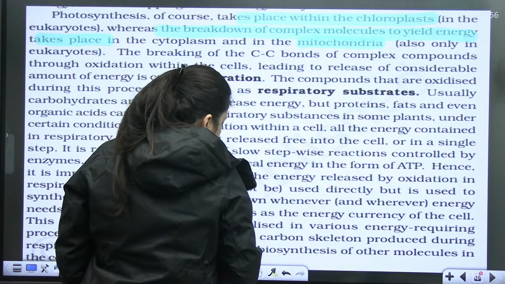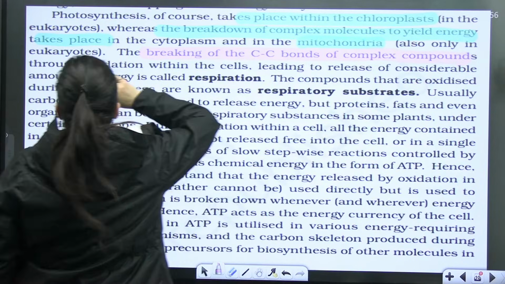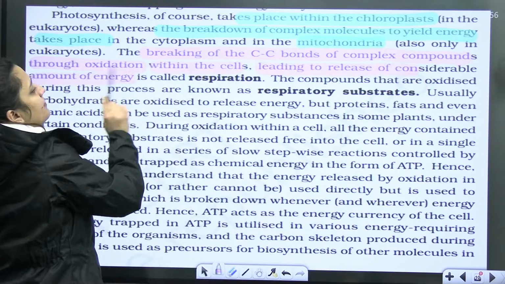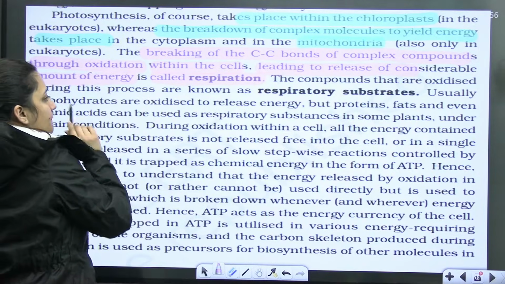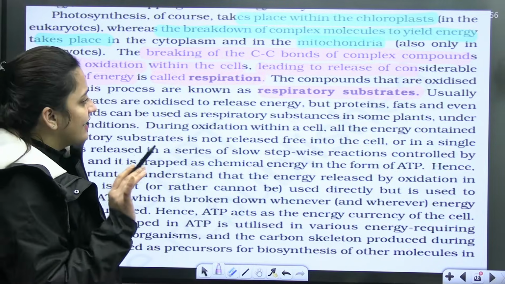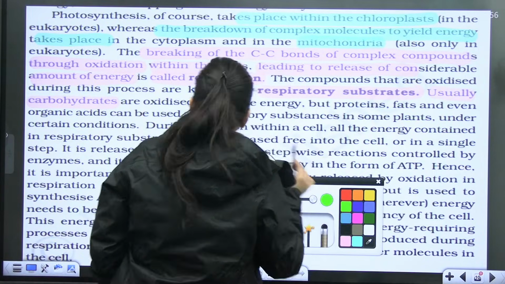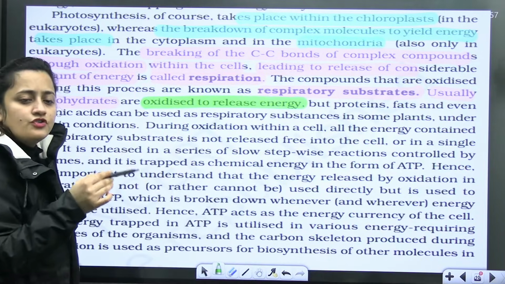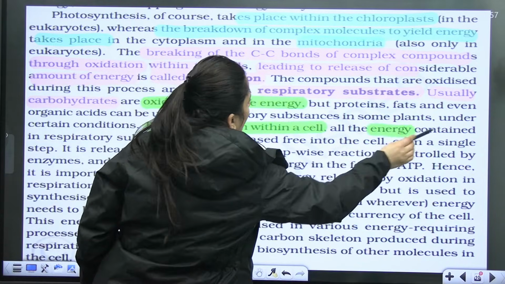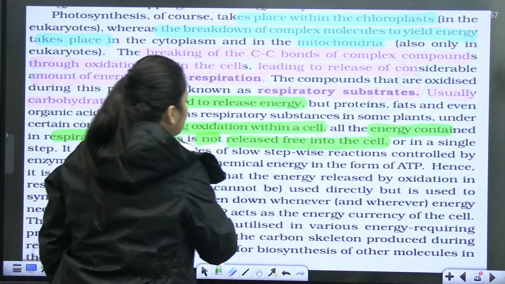But when there is the breaking of carbon-carbon bonds of these complex compounds through oxidation within the cells, leading to release of a considerable amount of energy, this is respiration, and the compounds which are oxidized are the respiratory substrate. Understood? In the lecture itself, we will clear our NCERT. Usually it is the carbohydrates that are oxidized, but proteins and fats are also used under certain conditions. During oxidation within a cell, all the energy contained in the respiratory substrate is not released free into the cell.